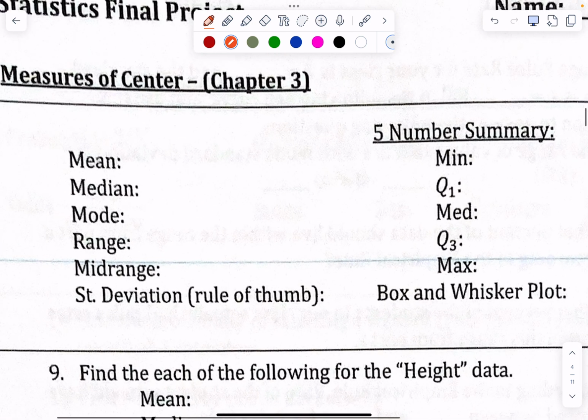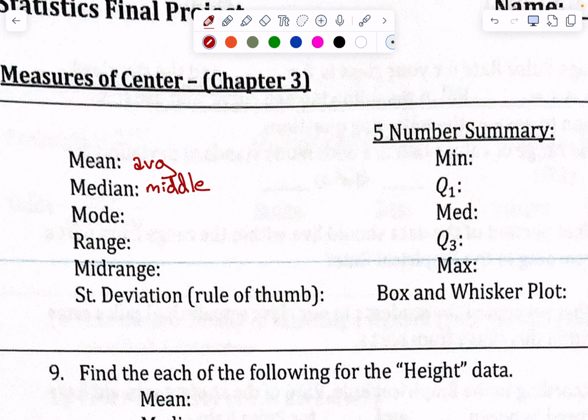Okay, what is a mean? Average. What's the median? The middle number. What happens if you have an even number of numbers? Then you average the middle two, right? But they have to be in order. So I'm going to put order next to the middle. Mode? Most. Range? Top minus bottom, or high minus low.